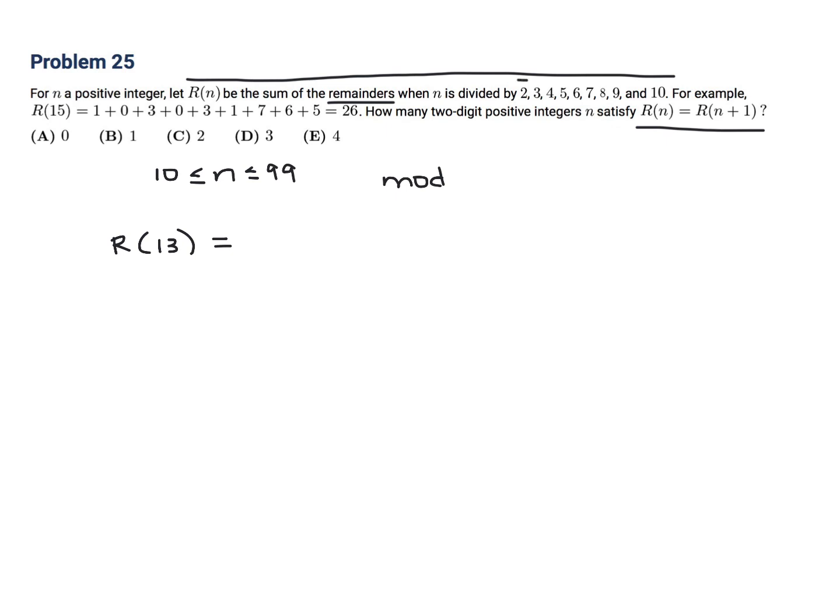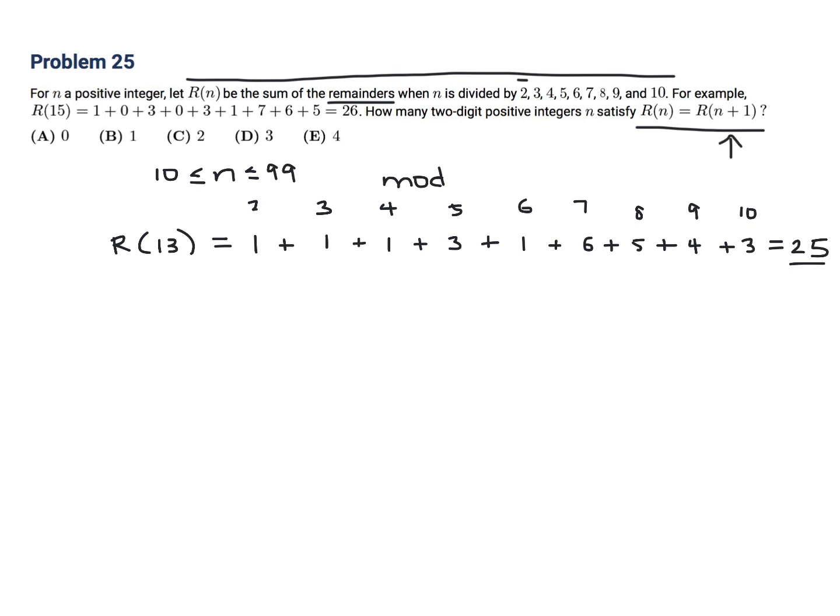So 13 divided by 2, the remainder is 1. I'll just write what we divided by. And then you add to it 13 divided by 3, the remainder is 1, sorry. Then 13 divided by 4, the remainder is 1. 13 divided by 5, the remainder is 3. 13 divided by 6, the remainder is 1. 13 divided by 7, the remainder is 6. 13 divided by 8, the remainder is 5. 13 divided by 9, the remainder is 4. And finally, 13 divided by 10, the remainder is 3. And when you add all these guys up, it's 25.